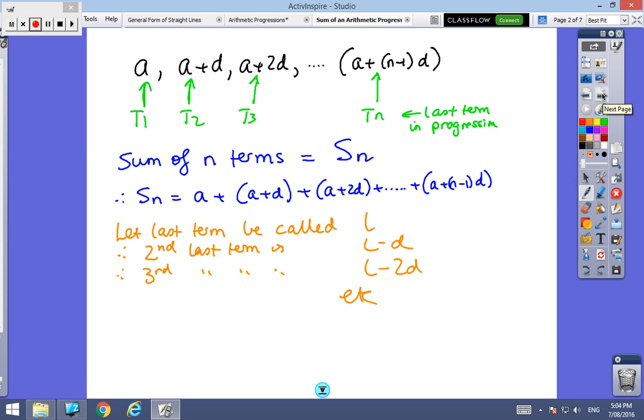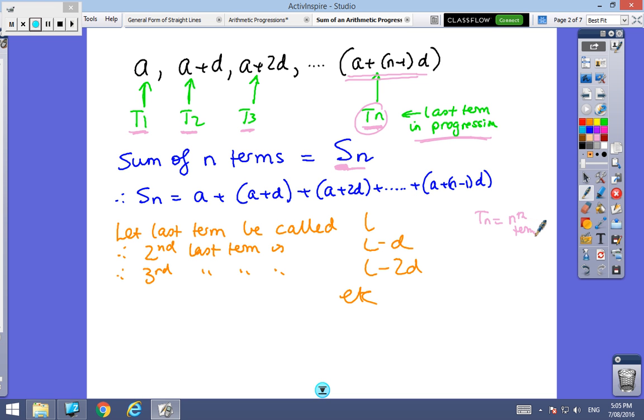So in our AP, our first term T1 is A, and then we've got A plus D, A plus 2D, and the last number, Tn, is A plus (n minus 1)D. So again, I'm going to generate the formula, but you don't have to know how to get this. This last number is the general term, and it's the last number in the process. To find the sum of the n terms, previously we had T for term, now we use S for sum. So Sn just means the sum of n terms, whereas Tn equals the nth term.